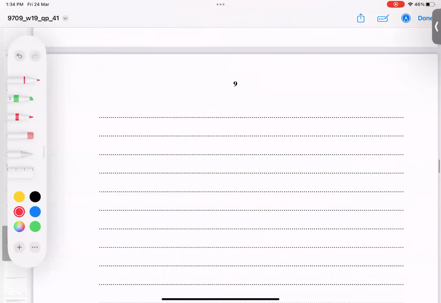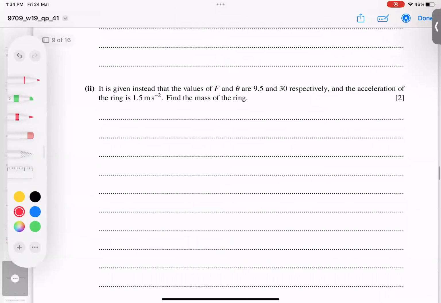Now there is one more part in this question. He said that instead there's a force F and theta. I repeat, it is given that instead the values of F and theta are these: F is 9.5 and theta is 30 degrees. The acceleration of the ring is also given, so find the mass. All of you know the basic formula: F is equal to ma. This is a basic formula.